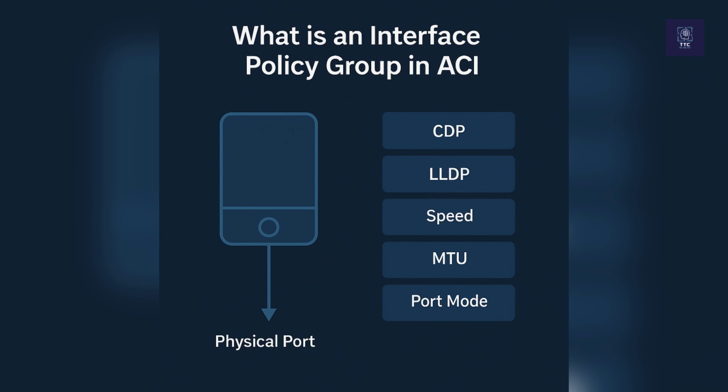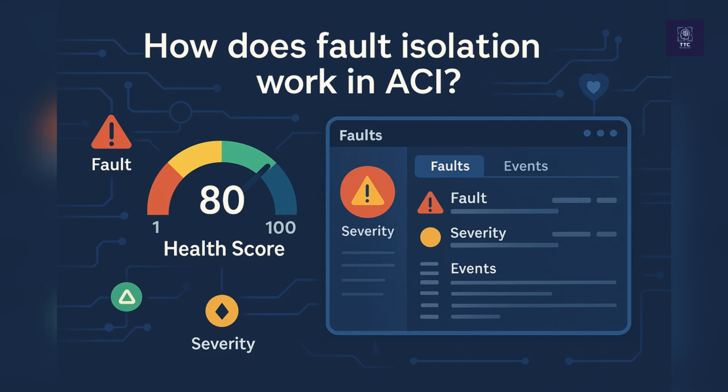What is an interface policy group in ACI? It's a bundle of interface settings like speed, CDP, LLDP, port type, and MTU. These groups ensure consistency and simplify switch port configuration in ACI. Once defined, they're mapped via interface selectors and applied to leaf ports using AAEPs.